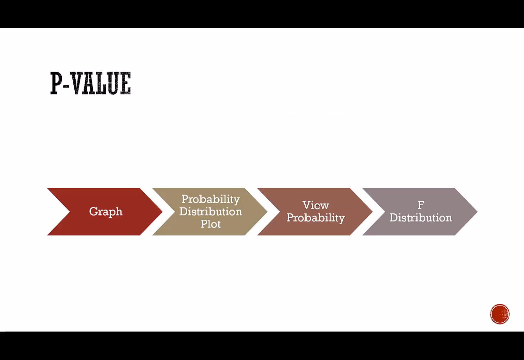To get the p-value in Minitab, we have a few steps to follow. We'll start by selecting Graph, then we'll go to Probability Distribution Plot. From there, we select View Probability. Once we've opened this window, we need to change the distribution to an F distribution. This will let us put in our degrees of freedom and our F statistic.